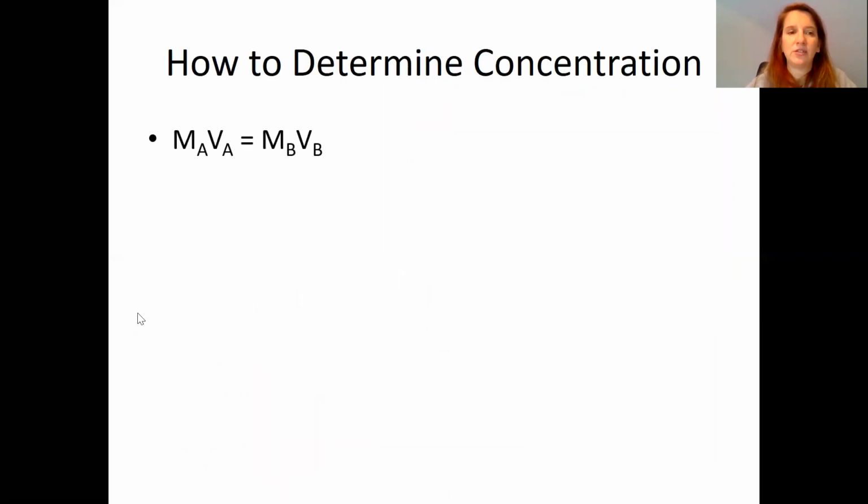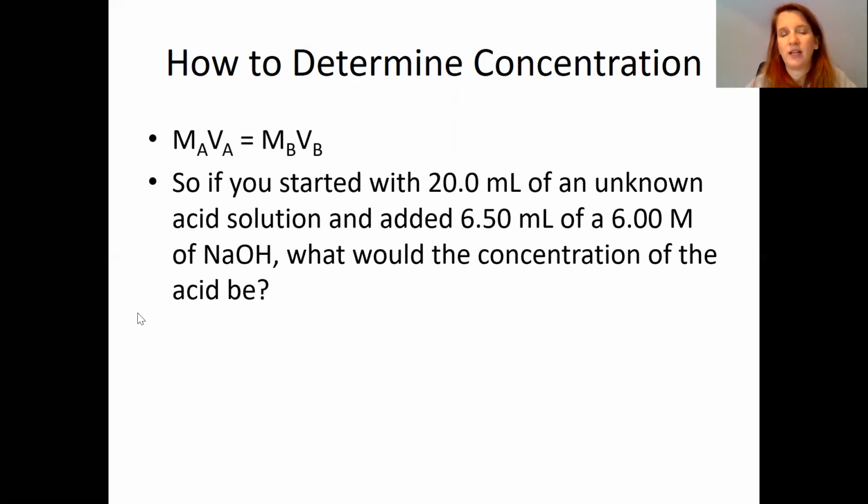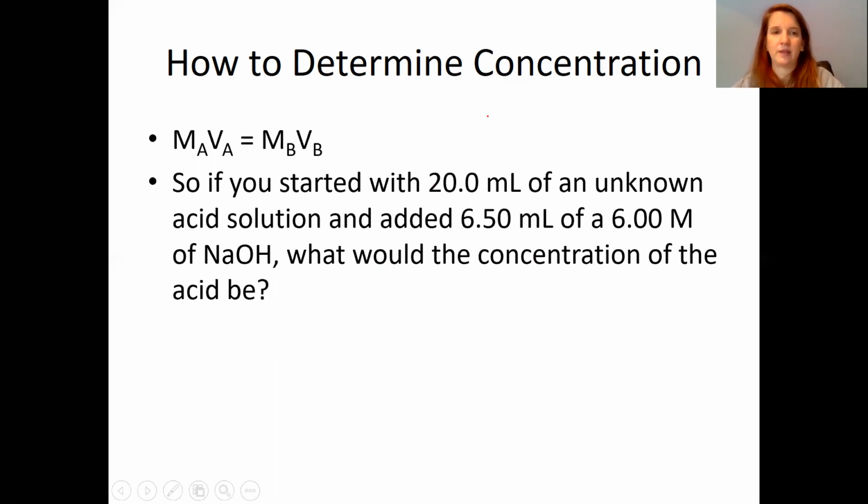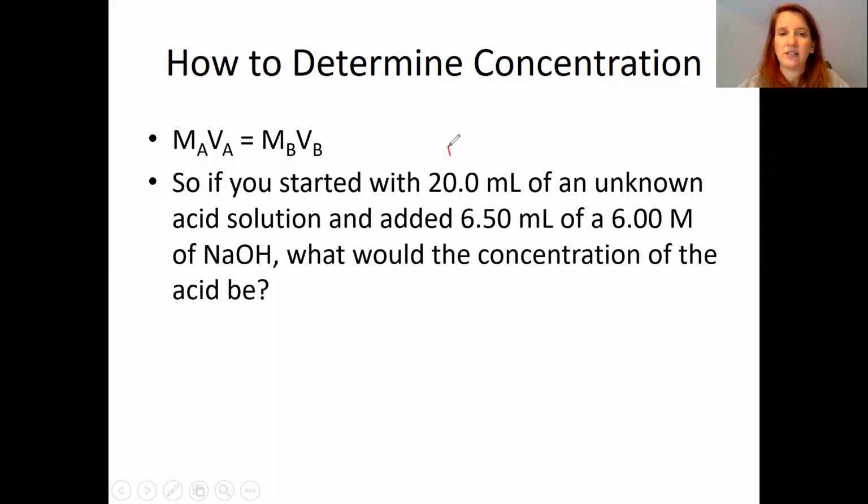So when we determine the concentration of a substance, we use the formula MAVA equals MBVB. And this might look familiar from the solutions unit, when we did the dilutions calculation, which was M1V1 equals M2V2. So it's the same thing. The A is representing acid, the B is representing base. So in this question here, it says we started with 20 milliliters of an unknown acid. So that's our VA. Let me draw this here. So that's our VA.